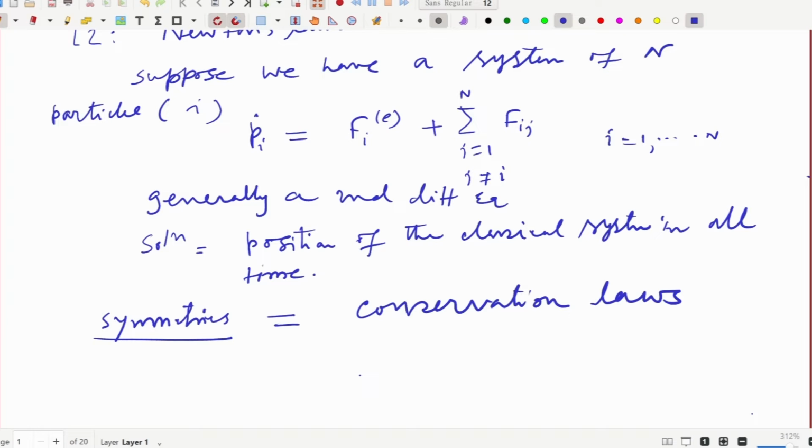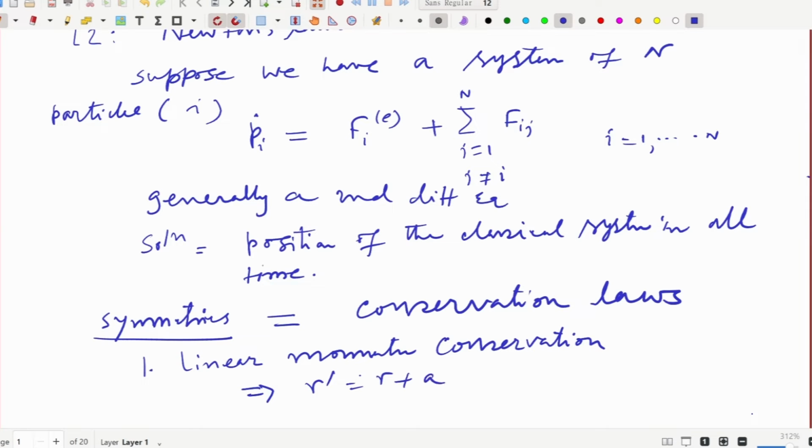Okay, so there are many symmetries. I give you some examples. For example, translation in space will lead to the conservation of linear momentum. This is related to a symmetry, which we'll see, with translation in space. Suppose r prime equal to r plus a, or shift of origin.